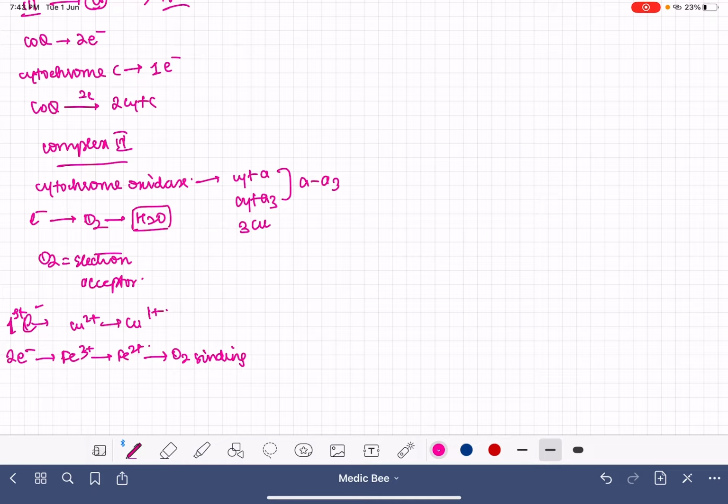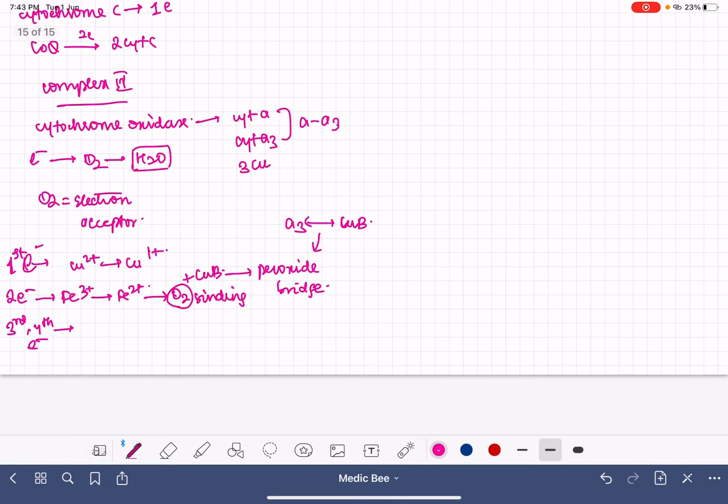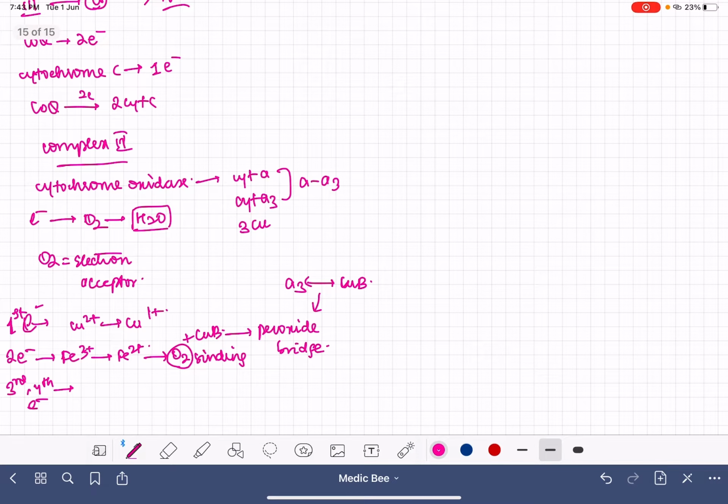Now the third and fourth electrons, how are they used? When there is very close proximity between the oxygen we took and copper B, a peroxide bridge is formed between the heme A3 and the copper B. To avoid this, 2 electrons are needed to break the peroxide bridge.